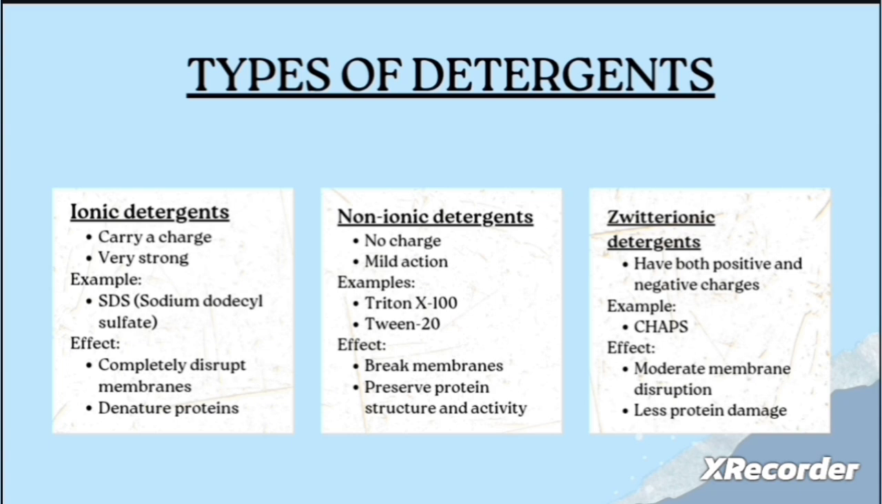Third type is zwitterionic detergents. These detergents have both positive and negative charge within the same molecule, therefore the net charge is zero. An example of zwitterionic detergents is CHAPS. These detergents cause moderate membrane disruption, and they are less harsh as compared to ionic detergents and cause less protein damage. Therefore, zwitterionic detergents provide a balance between effective cell lysis and protein preservation.